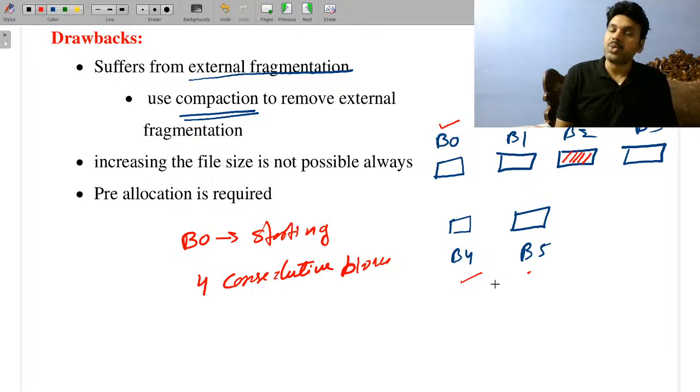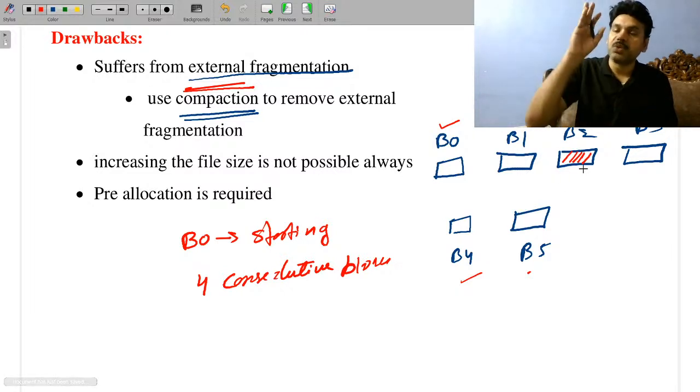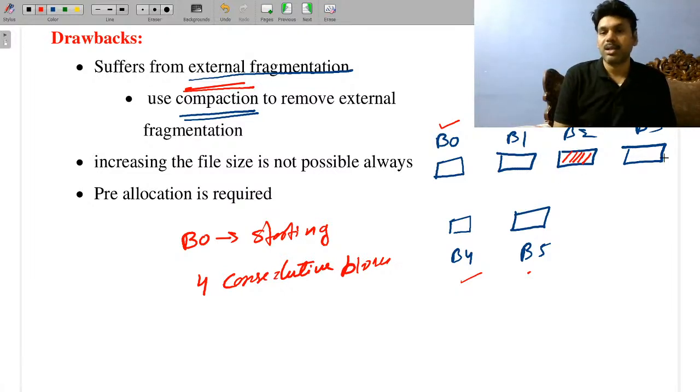Therefore, how do we avoid external fragmentation? Very simple. Use compaction. What is compaction? Make the busy partition move towards the upper side or lower side. So I can move either side. For example, if I move it to the back side, I am bringing it to the lower side. So this will come here, and finally this will come here, and finally this will go there.